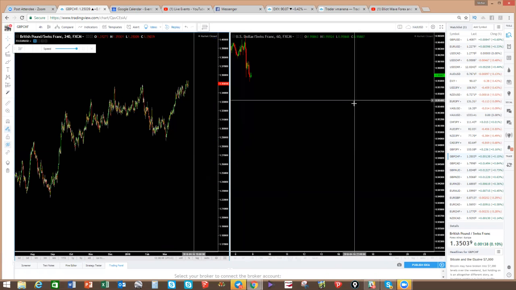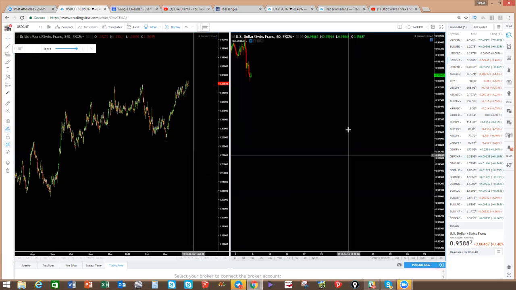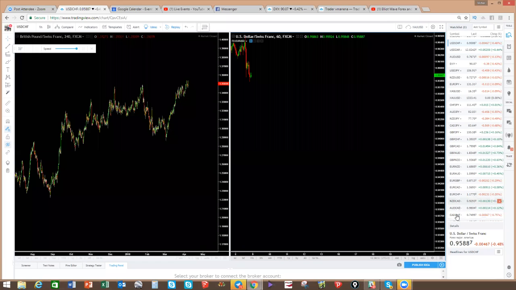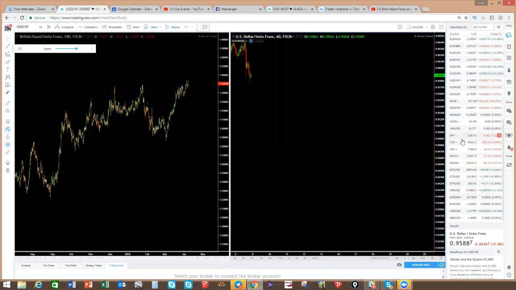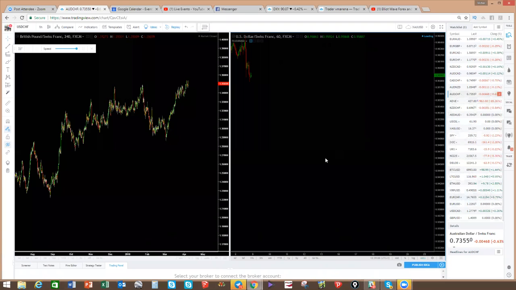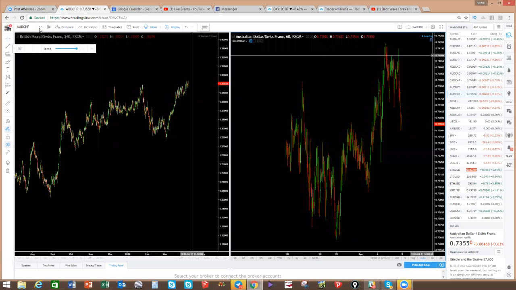So this is the 4-hour, and on the right-hand side I'm going to bring up AUDCAD. Let's look at AUDCAD. Where's AUDCAD? There we go. Okay, so AUDCAD will be on the daily.